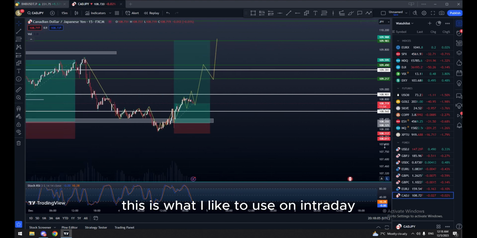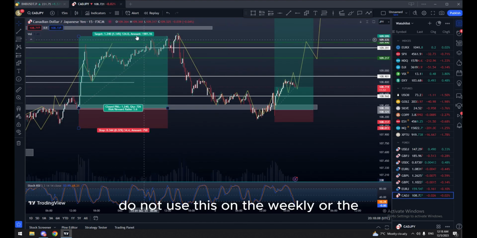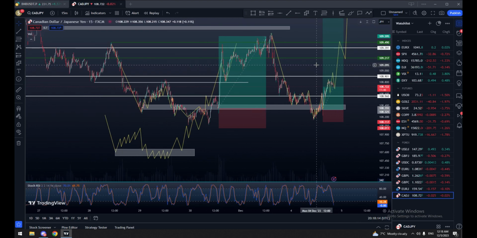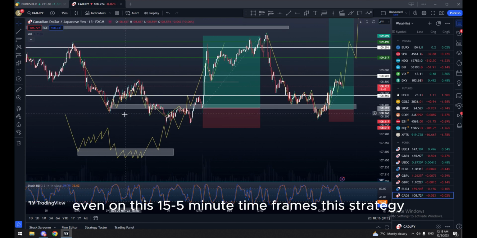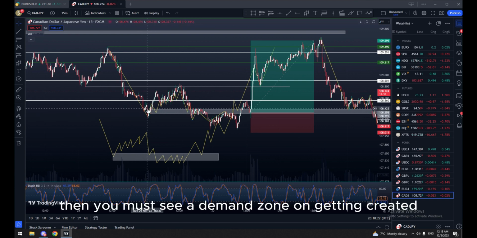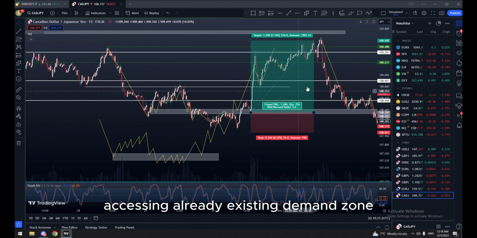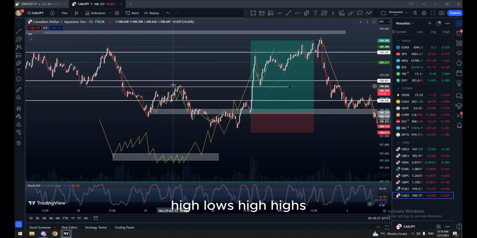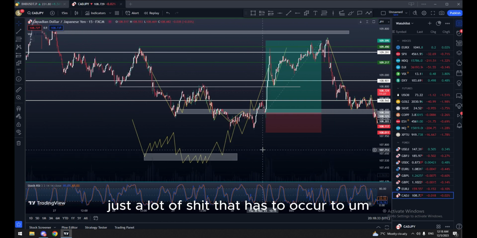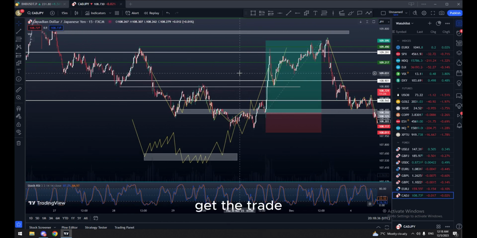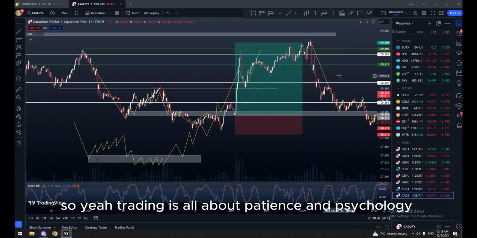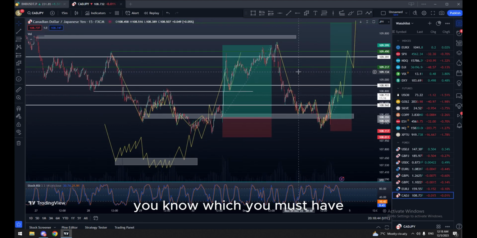This is what I like to use on intraday. Do not use this on the weekly, daily or monthly time frames, because even on these 5-minute time frames, this strategy still takes a lot of patience. As you see, you must see a plummet, then you must see a demand zone getting created or accessing an already existing demand zone, higher lows and higher highs, another plummet breaking. It's just a lot of things that have to occur to get the trade, which takes a lot of patience. So yeah, trading is all about patience and psychology, as you know, which you must have.